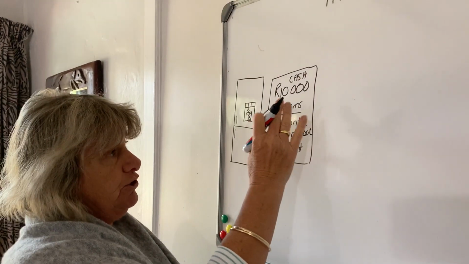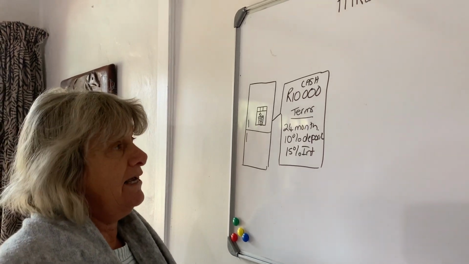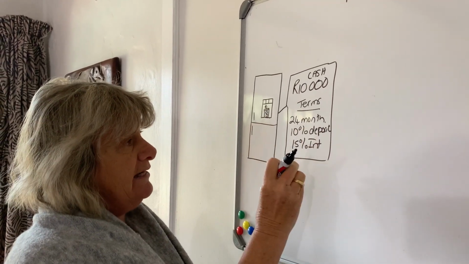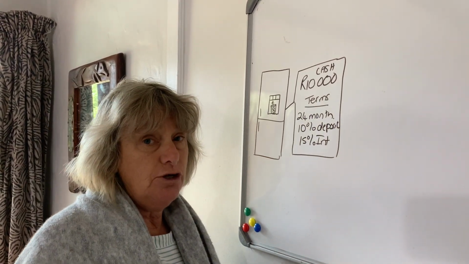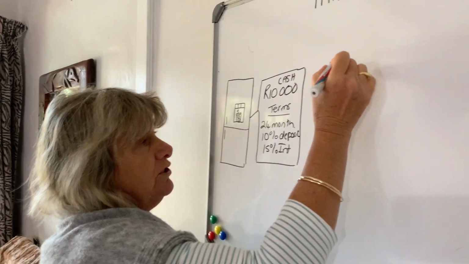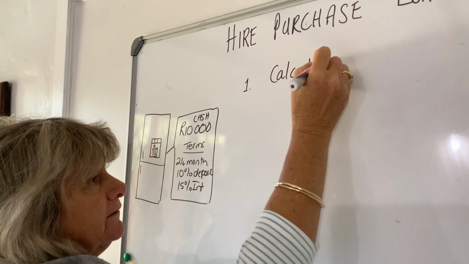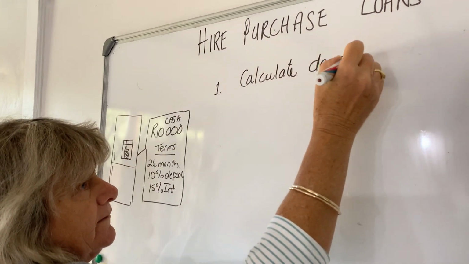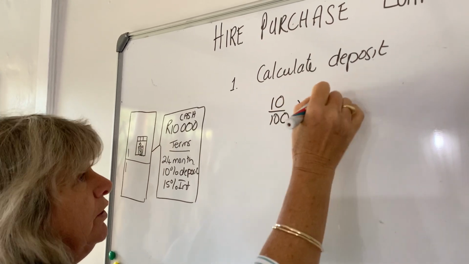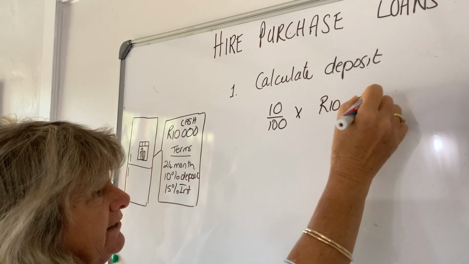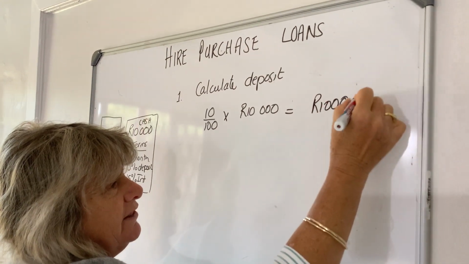Right, so let's presume you don't have the cash to buy this fridge, and you decide you're going to buy it on terms and take a loan. The 10% deposit means you must put down 10% of the price as cash. So step one is calculate the deposit. Very often it is 10%, that is quite normal, of 10,000 Rand, and we're going to get 1,000 Rand. That is the deposit.